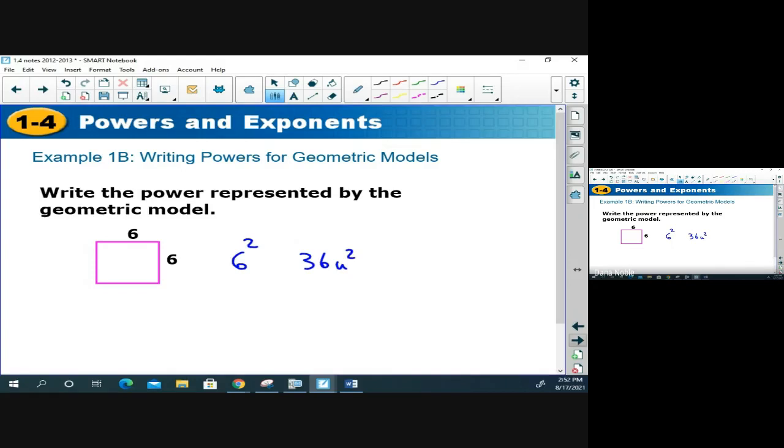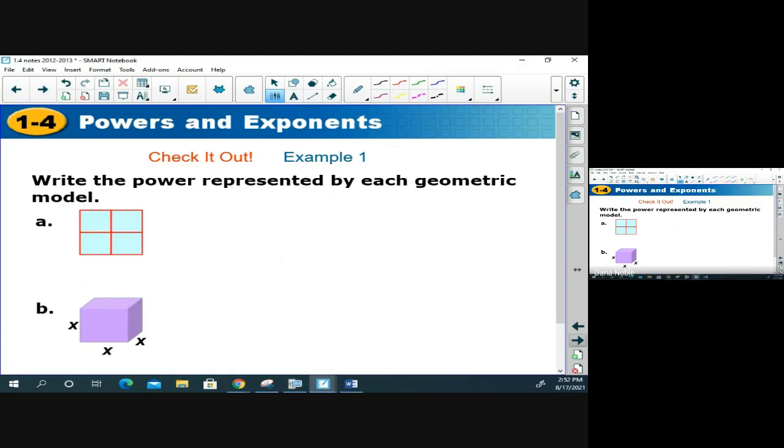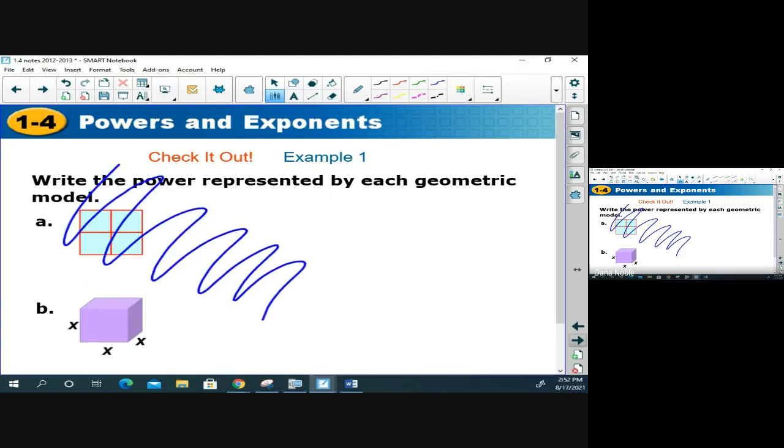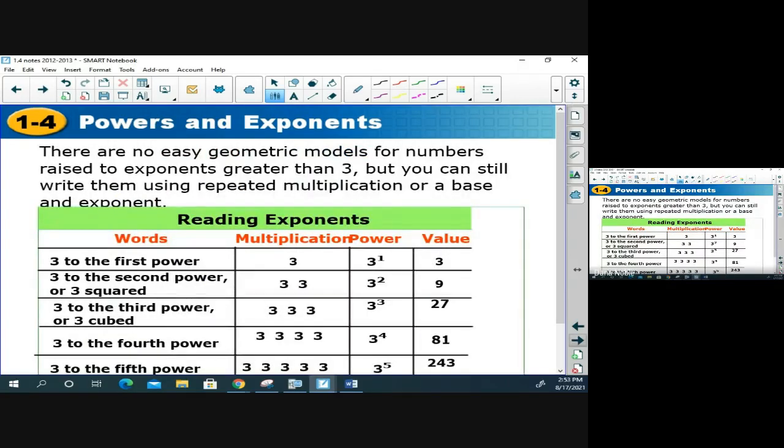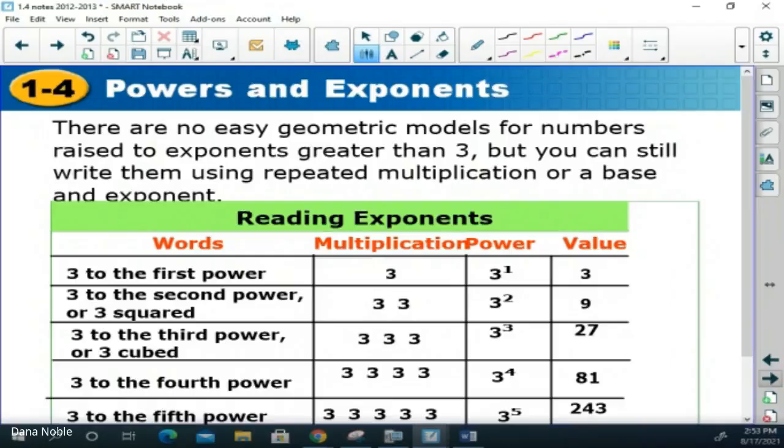Moving on to the next page, this one we will not be doing. So we will then quickly move over to the next page, which I think has some valuable information with what I was just mentioning. Here's the words, the multiplication, the power, and the value, a little chart they made. So you can see 3 to the first, and I think it's important every once in a while to actually show the 1 like they did. That's 3 to the first, which you know to be 3. 3 to the second is 2 3s raised to the second power, and 3 times 3 makes 9.